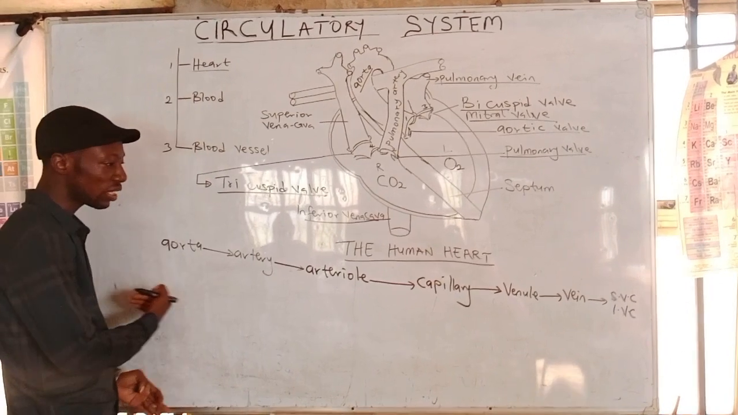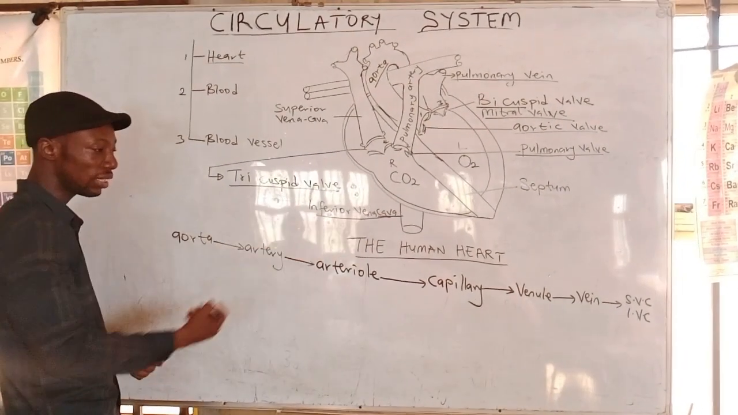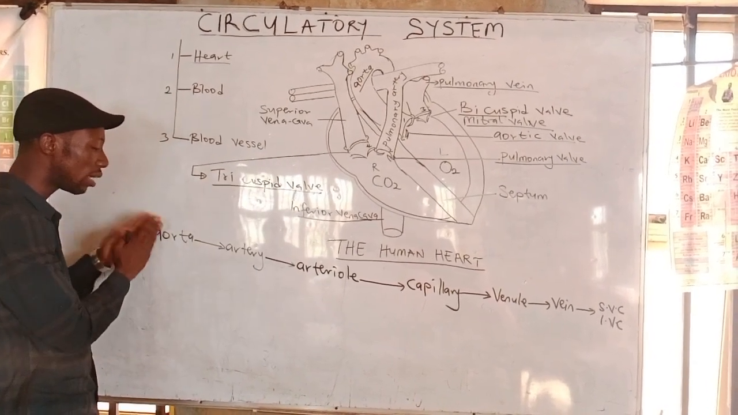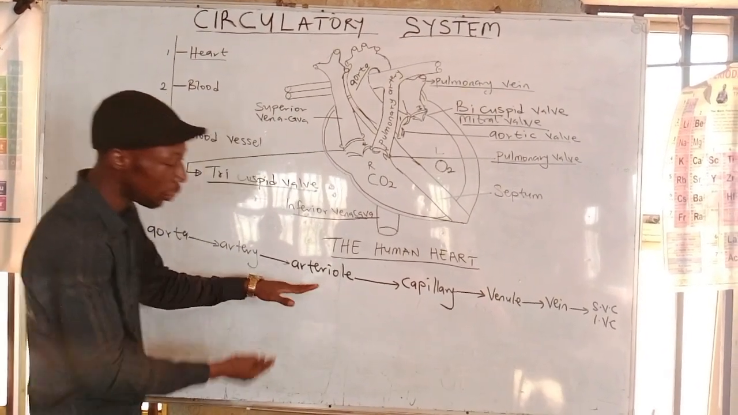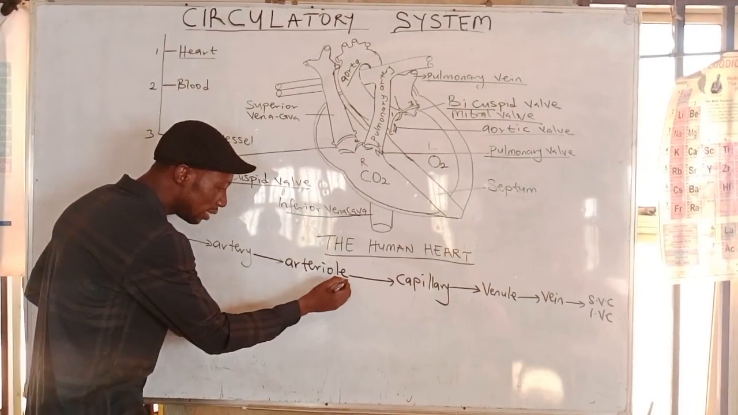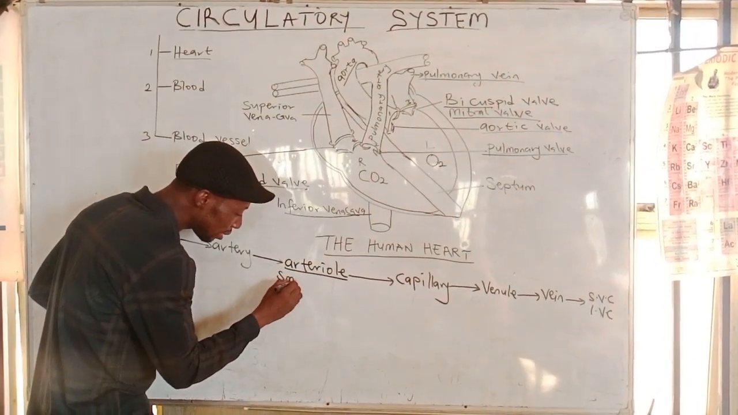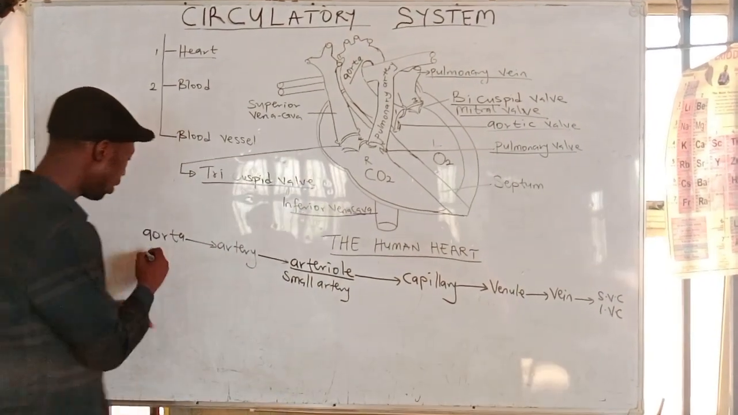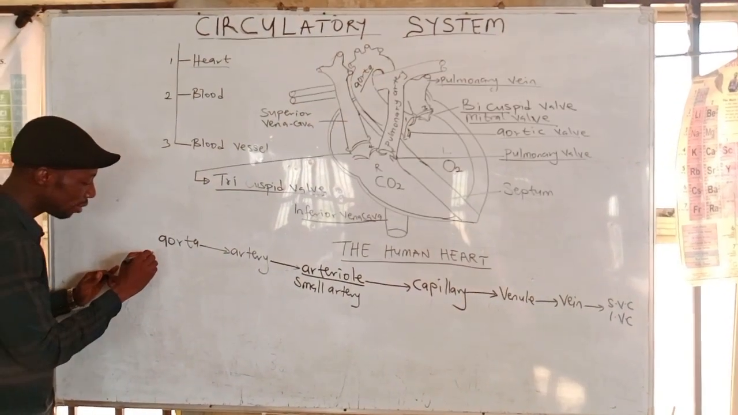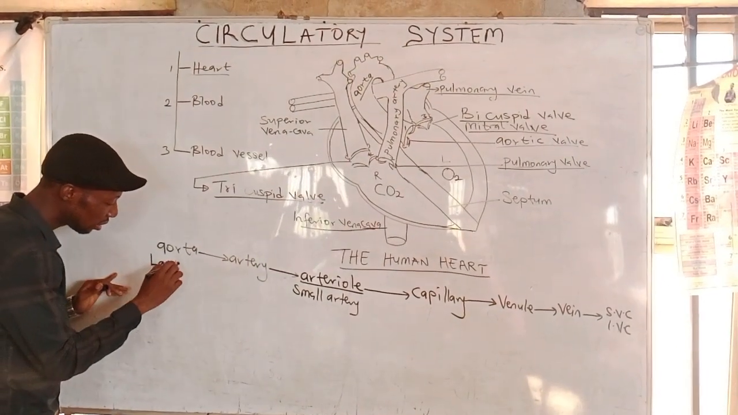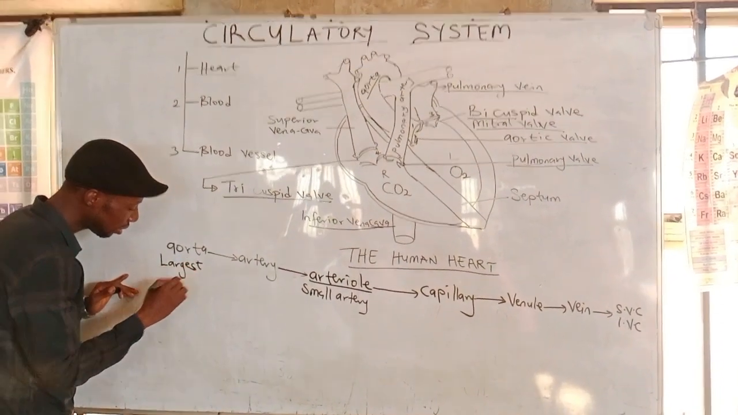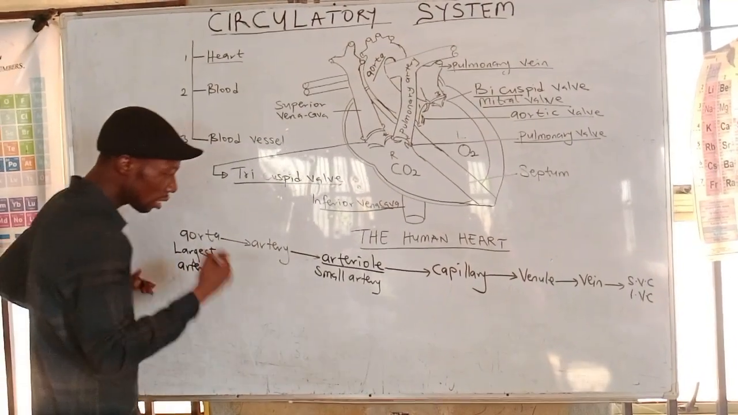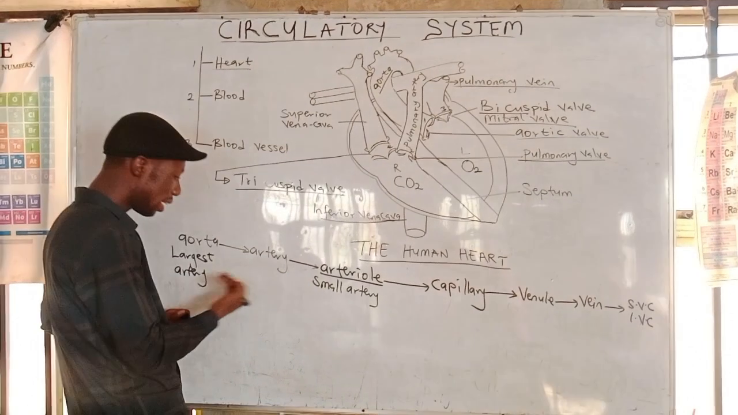So this is the sequential arrangement of the blood circulating in the blood vessels, leaving the heart through the aorta to the artery, from the artery to the arterioles. Arterioles here is the smallest artery. Then here we have the largest artery.